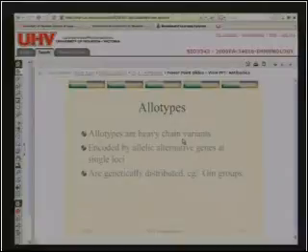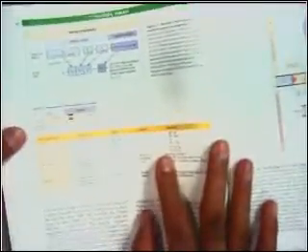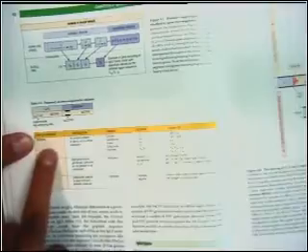In your textbook, you have Table 3.1. I think this is the 10th edition book. In your textbook, you find the different isotype variants. I'll just focus and zoom in.